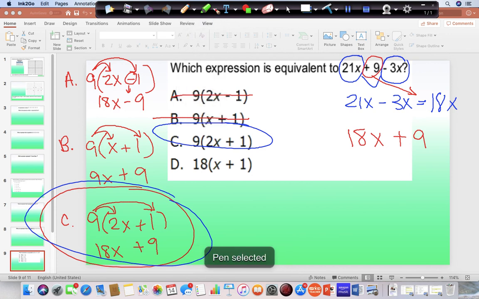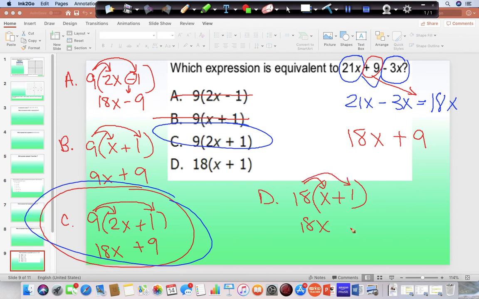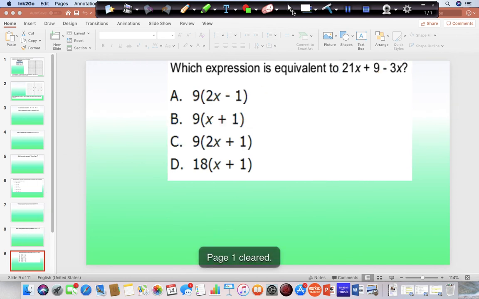I'm going to finish this off with D, though, just to show you that it is not correct. We have 18 times x plus 1. 18 times x is 18x, and 18 times 1 is 18. Bring down that plus sign. So that is not equivalent to our expression that we wanted. These two match. So our answer choice here was C.